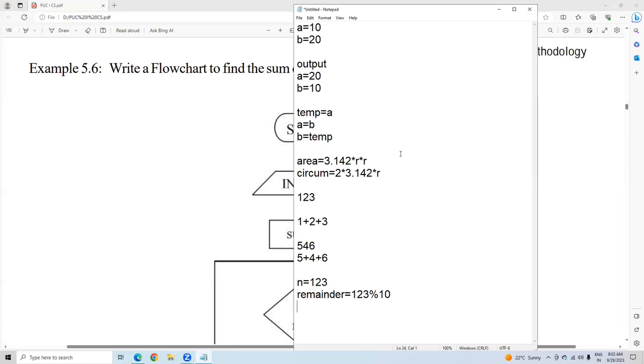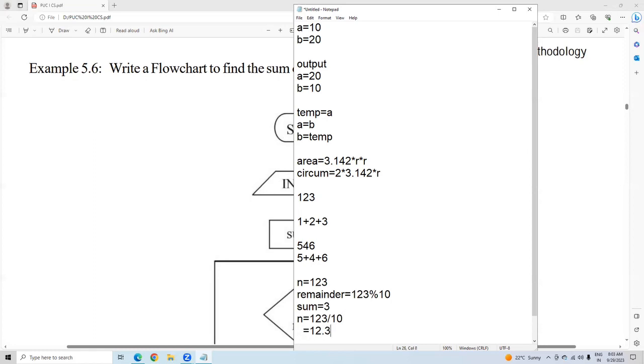That 3 will be in the remainder, and I'll add it to sum. Sum was 0, and 0 plus 3 is 3 now. That means when I did modulus 10, I got the last digit as a remainder. One digit I extracted. Next, I should go for extracting the second digit. When I do modulus 10, it always gives the last digit. As the number was 123, I got 3, but next time I want 2 as a remainder. So I reduce that 123 by one digit by writing 123 divided by 10.